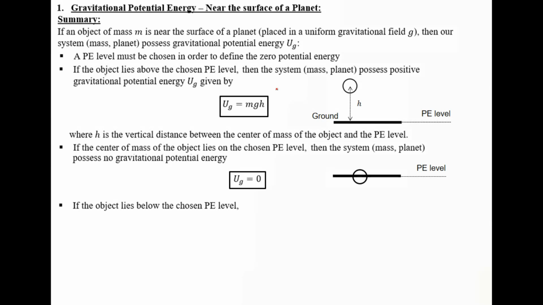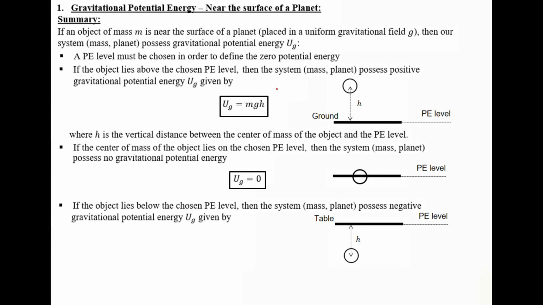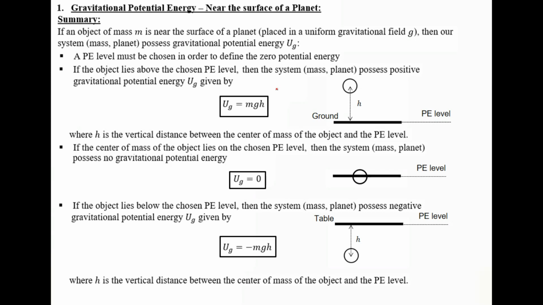If the object lies below the chosen PE level, then the system possesses negative gravitational potential energy given by minus mgh, where h is the vertical distance again between the center of mass of the object and the PE level.